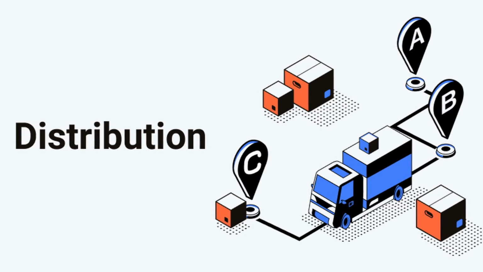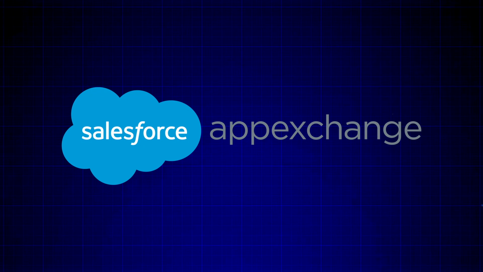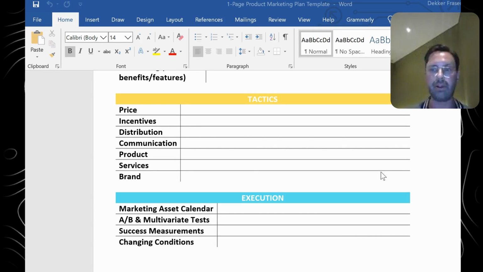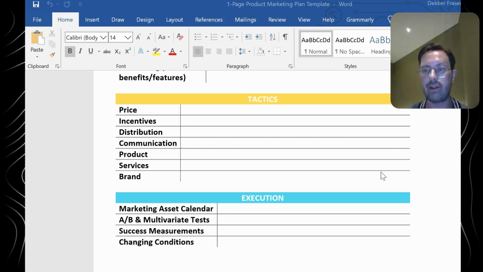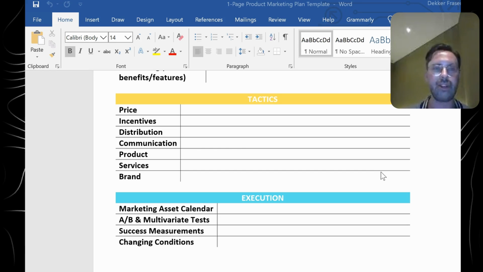Where are you selling your product? Are you on the shelves at a retailer? Are you at Walmart? Are you on Amazon? Are you on Salesforce App Exchange? How are people finding out about you? Are you selling directly to consumers? This has become increasingly important, especially with companies that are starting on Shopify, with a lot of retailers that want to sell directly to customers through the internet.